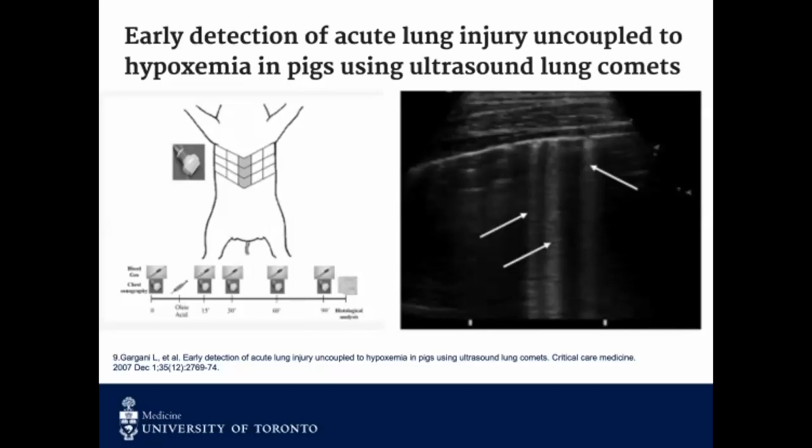They sedated these pigs, paralyzed them, and intubated them. All of these pigs had a Swan-Ganz catheter, and they had an arterial catheter in their carotid to be able to sample. They measured all three of these parameters at 15 minutes, 30 minutes, 60 minutes, and 90 minutes after the initial oleic acid injection or insult.